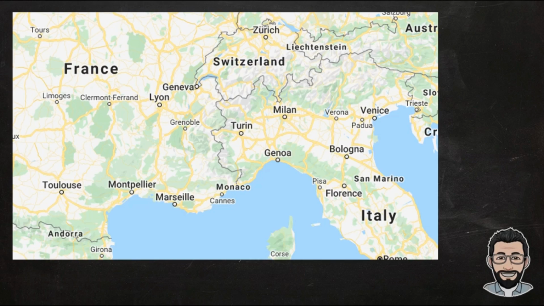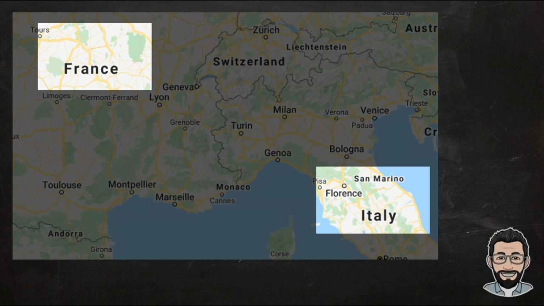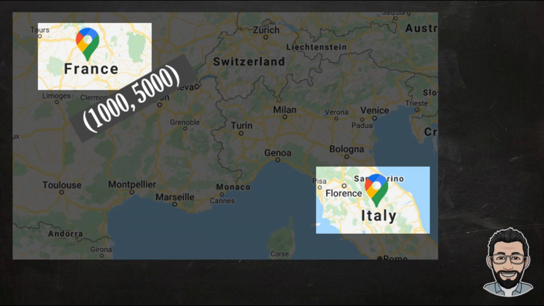Look at this map. Look at these two territories. It's Italy and France. Suppose that I give you the coordinates of France. Here it is 1000 and 5000, means 1000 for x and 5000 for y.